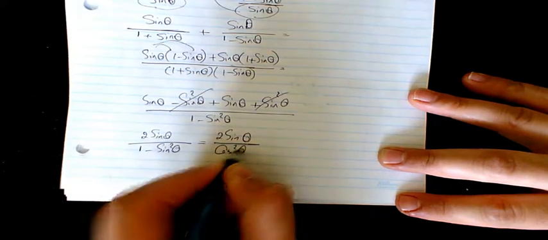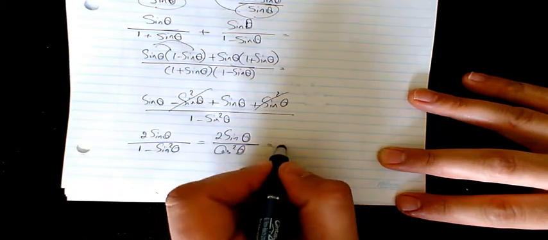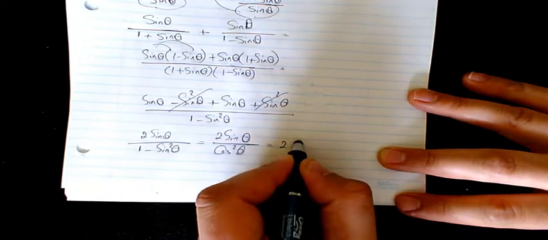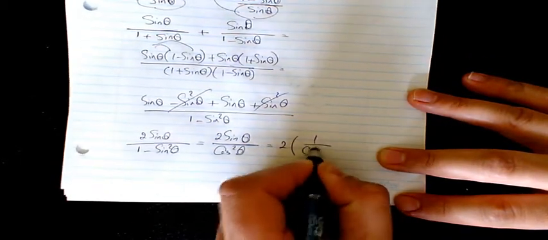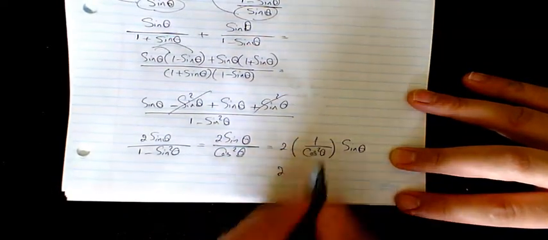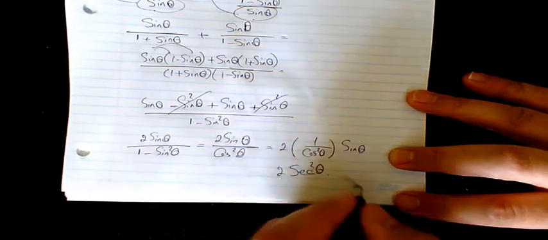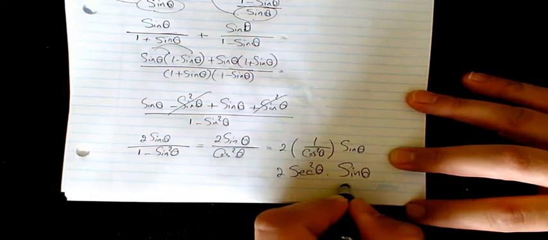as cosine squared theta. 1 minus sine squared theta equals cosine squared theta. Then I separate it. We have 1 over cosine squared theta times sine theta. So 1 over cosine is secant, so here we have secant squared theta, and here we have sine theta. That's exactly what you saw here on the right hand side.